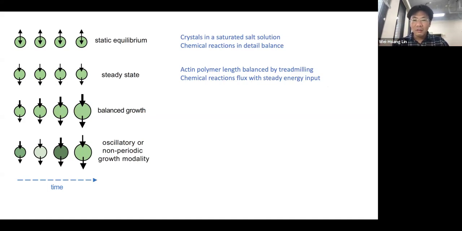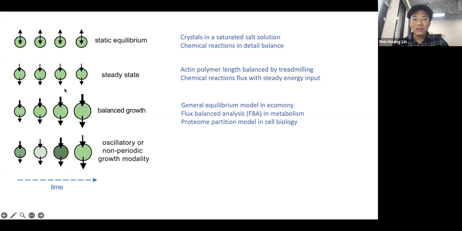But beyond this, we can really have a system which is increasing its size, which means the influx is bigger than the overall efflux, and the system will increase its biomass. This happens in our economy, in many mathematical models of metabolism, and also in some protein partition models in cell biology. In all of these, including the economy models, people assume the growth is balanced, which means all the metabolites in the system reach some constant concentration. But in reality, real cells and real metabolism are more complicated, because when the system is increasing, the metabolite concentrations can also increase, and they can also oscillate. So we need a more general model of the growing system.